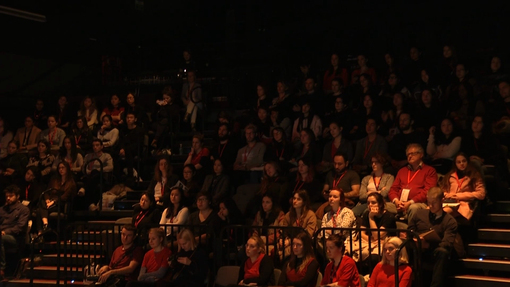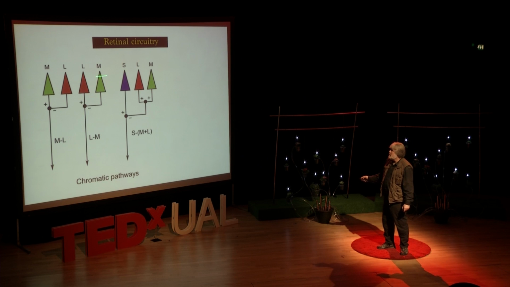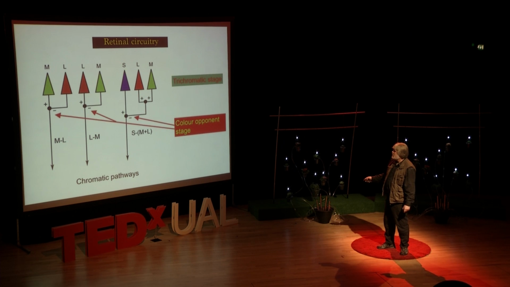So the colour phenomenology has its foundation actually in the neural circuitry. Although this is a simplification, you find it actually in this next stage of vision in the retina. So the first stage of vision, the cones, is trichromatic, and the second stage becomes colour opponent, where the differences in the cone signals are encoded.